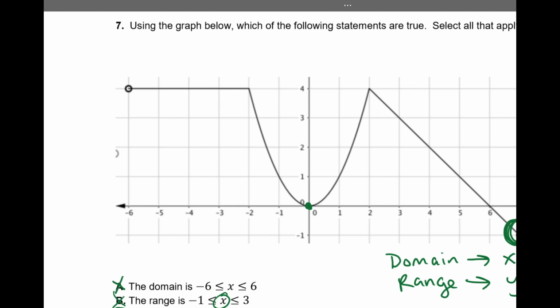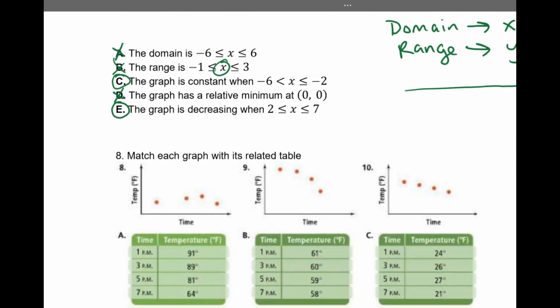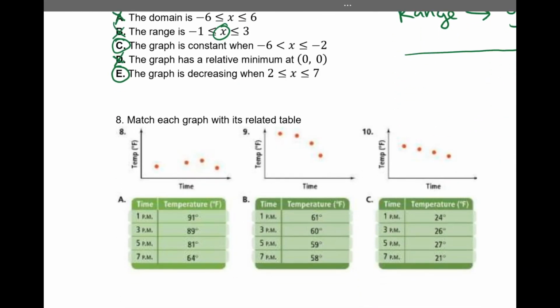Okay, last question. The graph is decreasing when 2 is less than x and less than 7. So 2 and less than 7. Well, yeah, my whole entire graph is decreasing, so that is correct. Okay, moving on. Number 8. Match each graph with its related table.